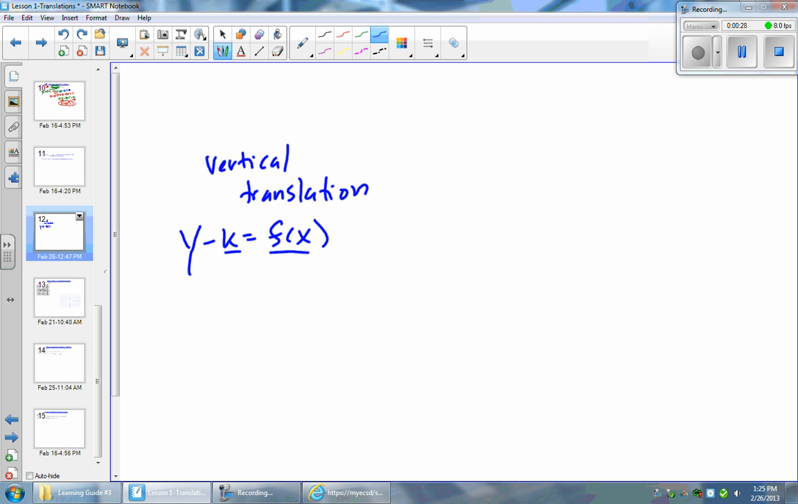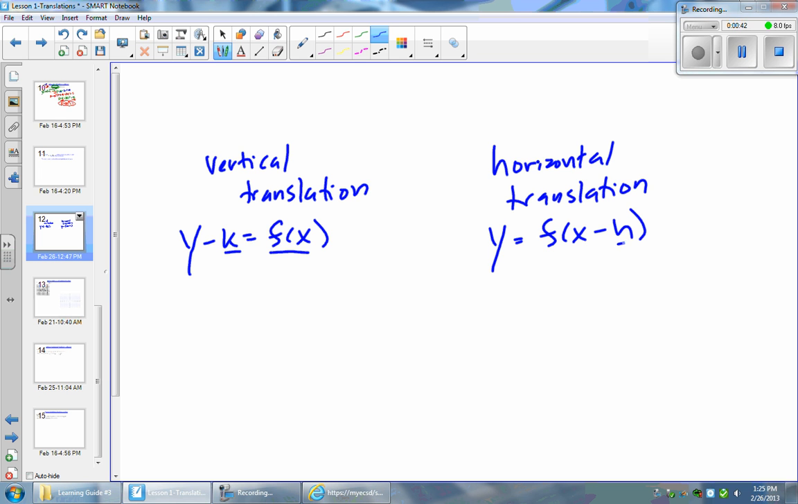The second type of translation was a horizontal translation, and that was when you took your graph and you either moved it left or right. So the general form of that type of function was y is equal to f of x minus h, where h represented how many units we were moving left or right. So we're going to combine these two ideas now into one function. So when you do, you get this function, y minus k is equal to f of x minus h.